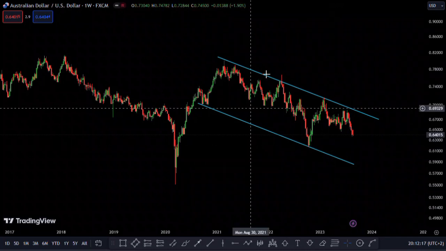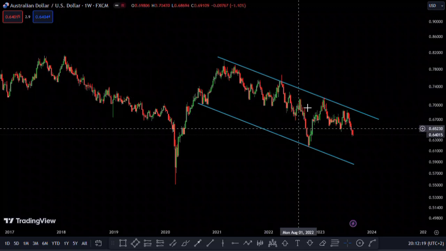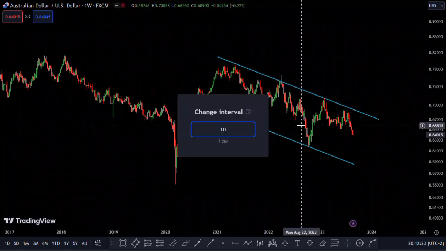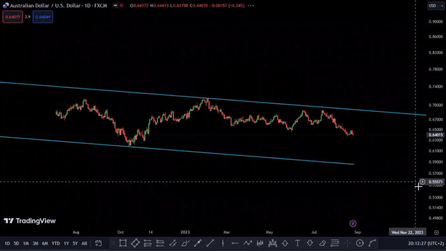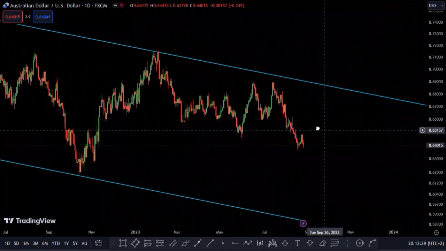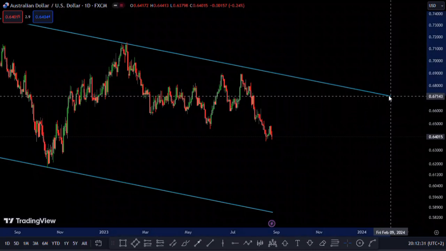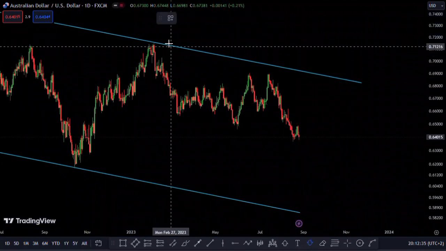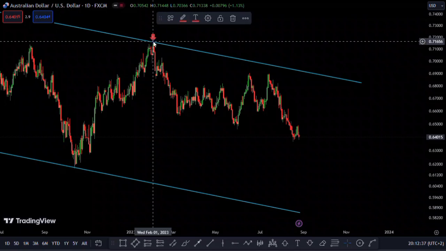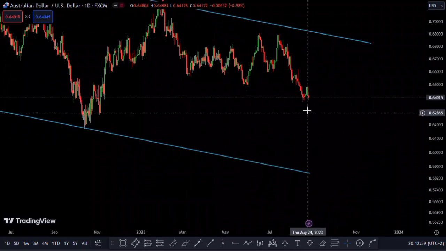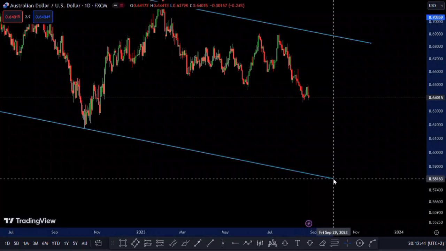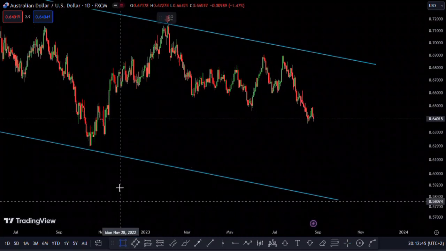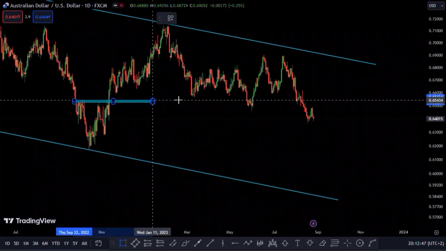Okay, so we have found our bearish trend on a higher time frame, so I have to go to a daily time frame. From the daily time frame, remember the question I always ask myself is, where do we come from? We come from the resistance. We should be on the way to the support. Okay, fine.